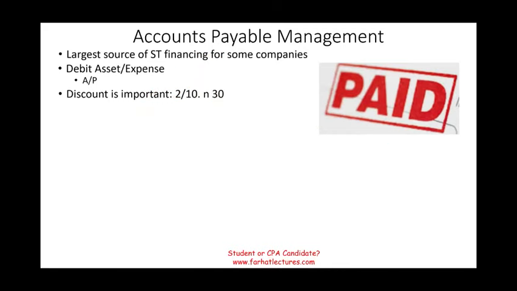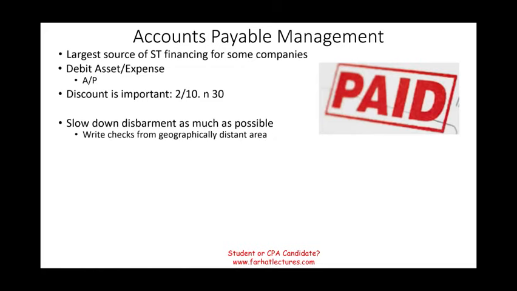What other method is there to manage accounts payable? Well, guess what? If you're making the payment, you want to slow down the disbursement as much as possible. How do you do that? Well, rather than sending them a wire, write them a check. And not only write checks, write them from a geographical area that's distant from your customers. So if you know your customers are in New York, you'd write checks from LA, okay?